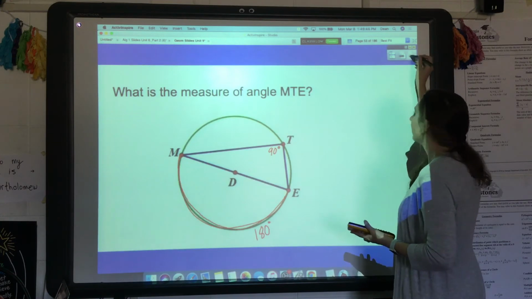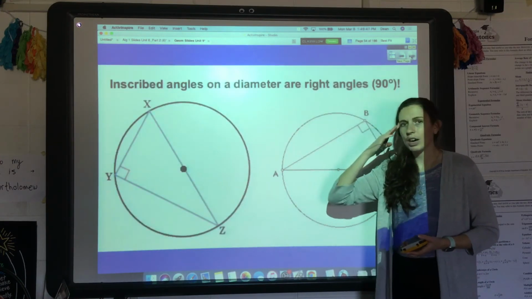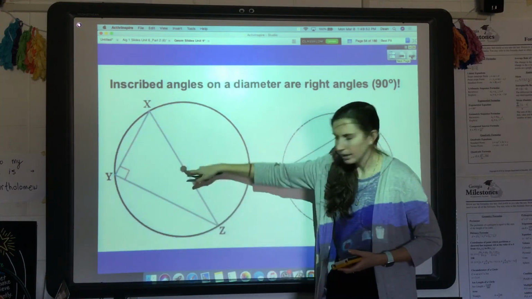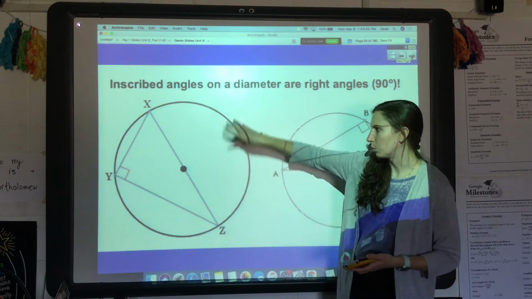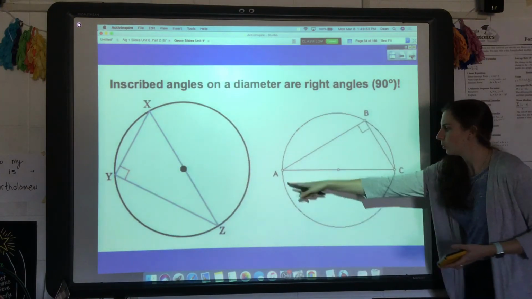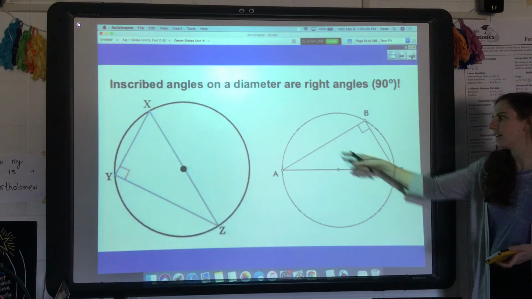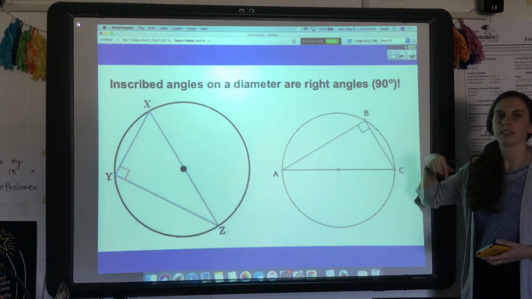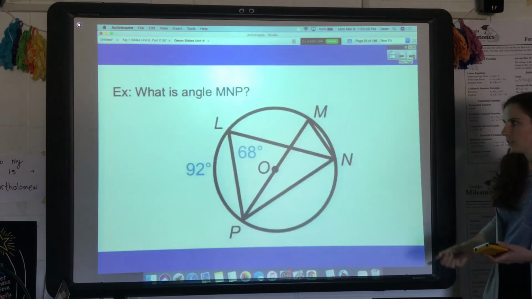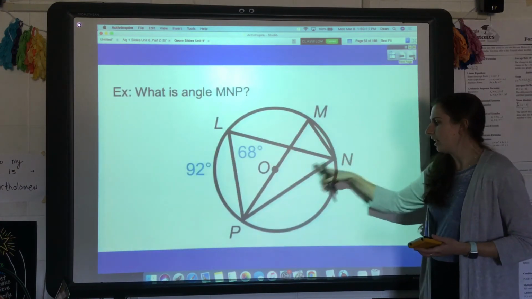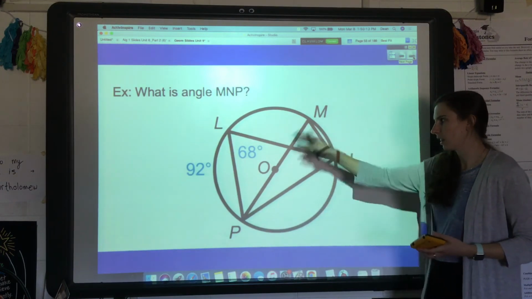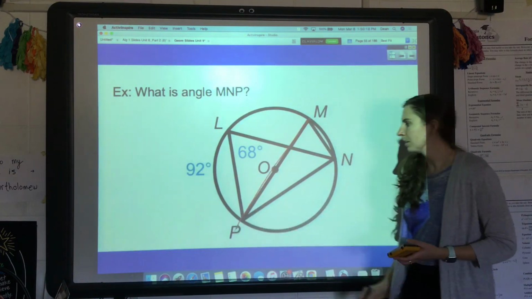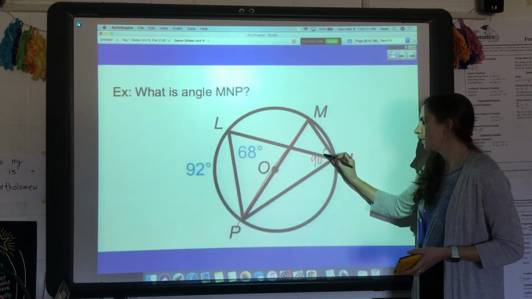It basically says, anytime you've got an inscribed angle right on a diameter, like this, see how it's on the diameter? It's always a right angle because it's 180 cut in half. Same thing here, 180 cut in half is 90. So any inscribed angle, even if it's kind of sideways on a diameter, is going to be 90 degrees. So for example, what is MNP? There's a lot going on here and I don't need any of it. MNP is on a diameter, so I know it's 90. That's it.